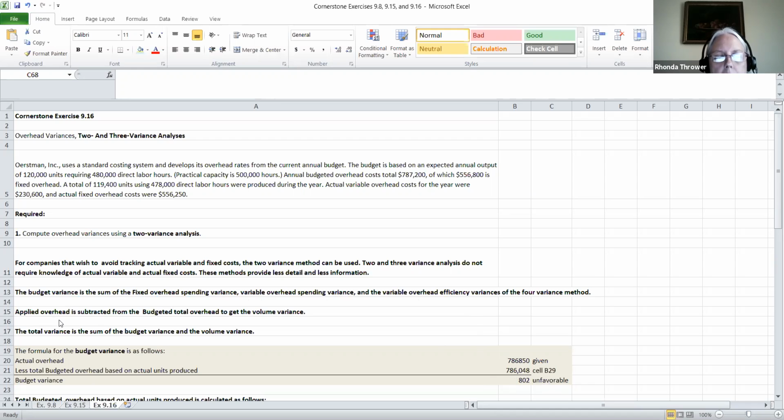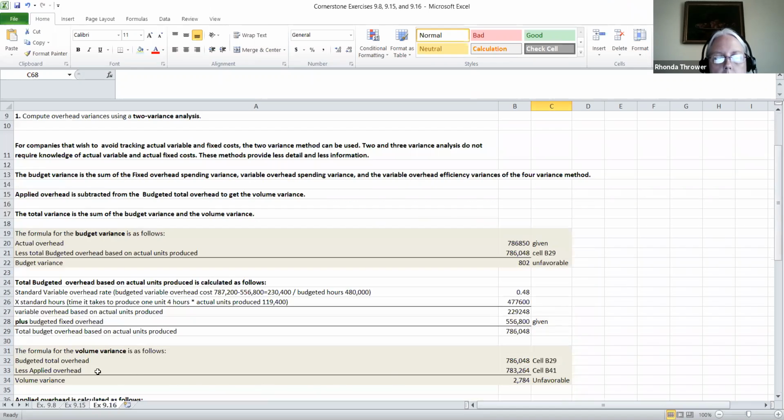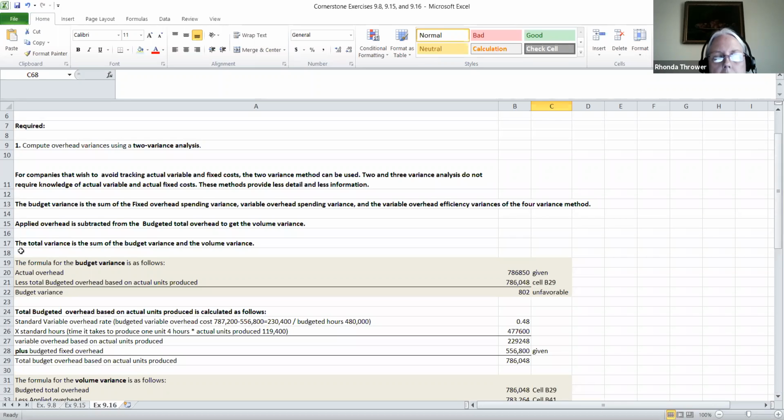The applied overhead is going to be subtracted from the budgeted total overhead this time, to get the volume variance. So it's basically just like we did in the previous exercise. And this is where I've calculated the volume variance. And then lastly, the total variance is the sum of both the budget variance and the volume variance.